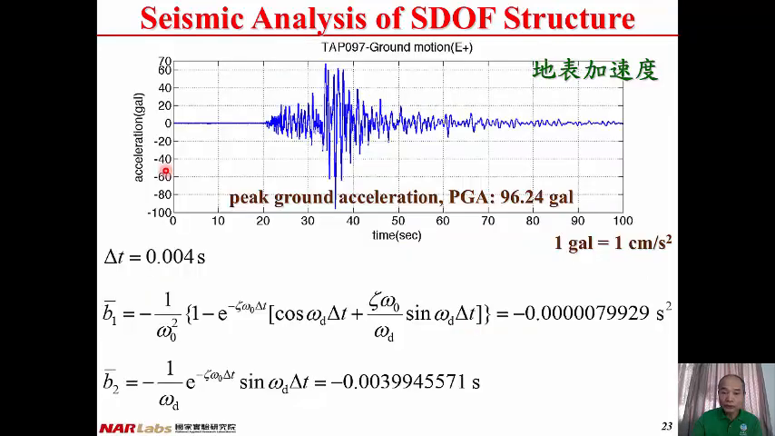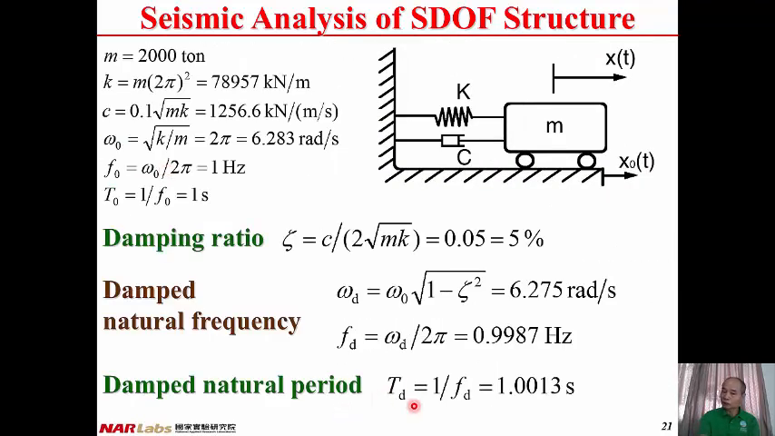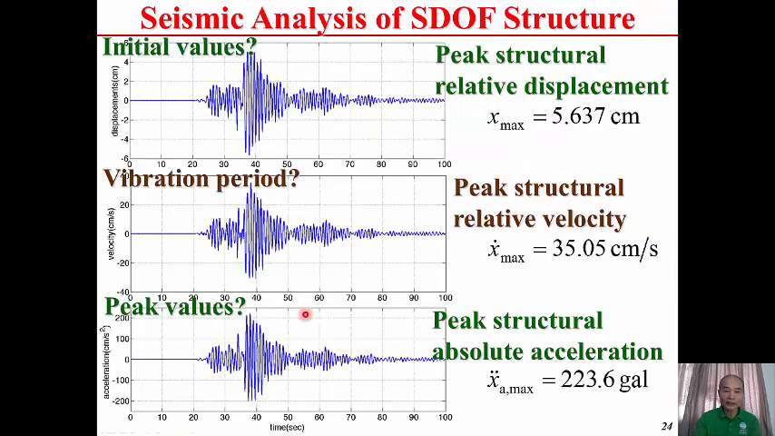Then check the vibration period. Is it close to the damped natural period, almost 1 second? Therefore, you have to check the vibration period. Is it close to 1 second? If so, then it's reasonable. And then check the peak values.